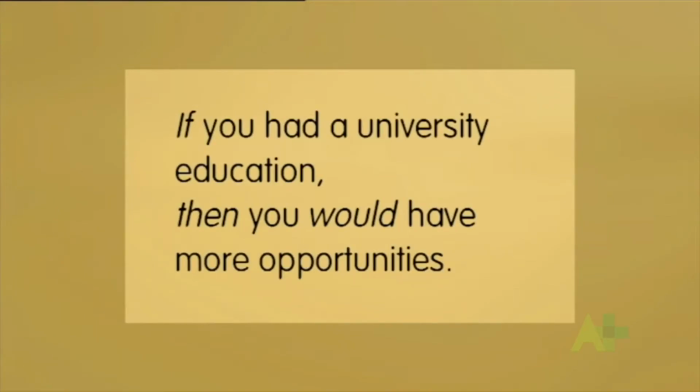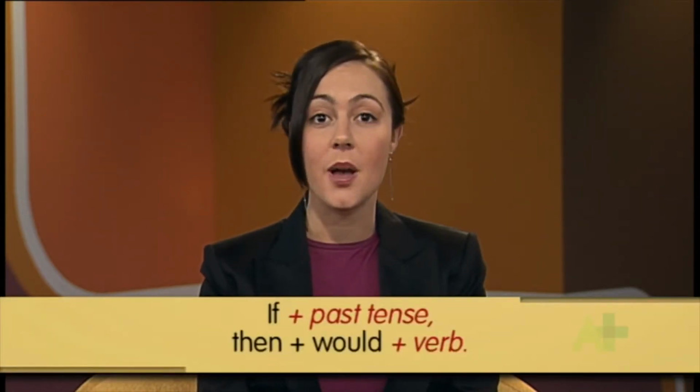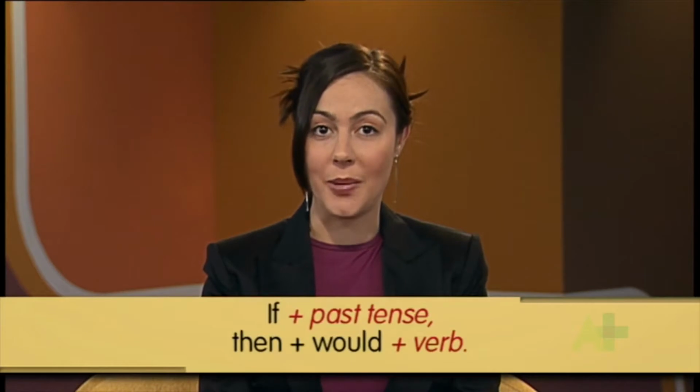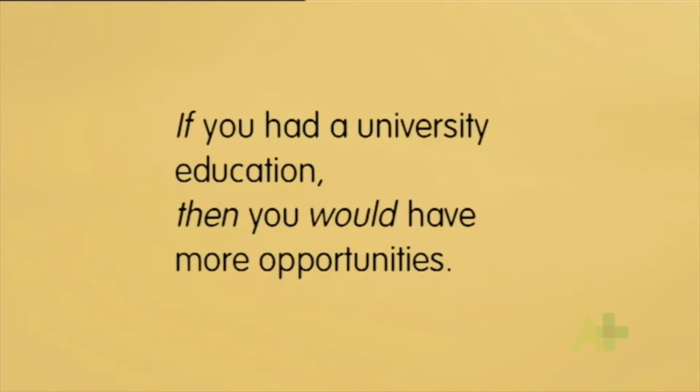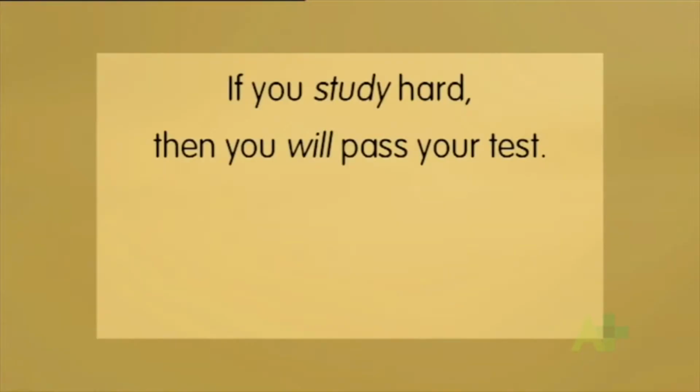If you had a university education, comma, then you would have more opportunities. The pattern here is if, past tense verb, comma, then, would plus the verb. If you had a university education, then you would have more opportunities. We use this pattern when we're talking about the future and about something that may not be as likely to happen. Compare these two patterns.